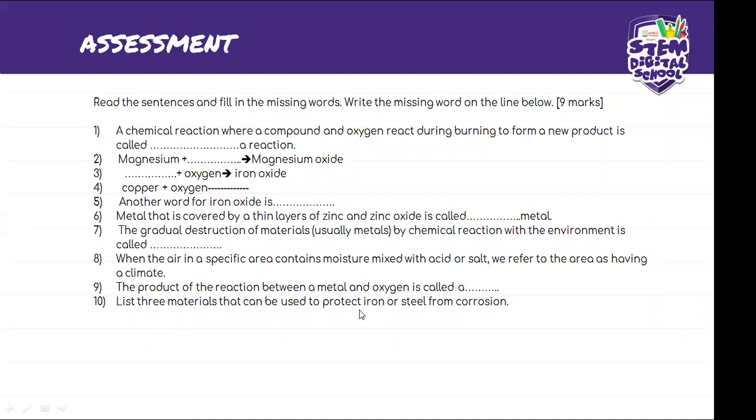Yes, Onka, question one is saying you are supposed to provide a missing word there. They say a chemical reaction where a compound and oxygen react during burning to form a new product is called what reaction? I think it's very simple. It's just a word, and we have been talking about it so far. Just think again, you will get it.